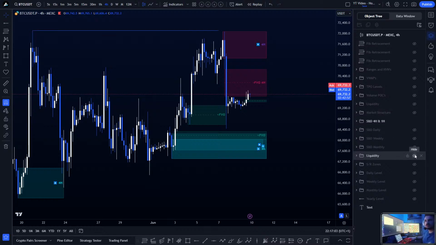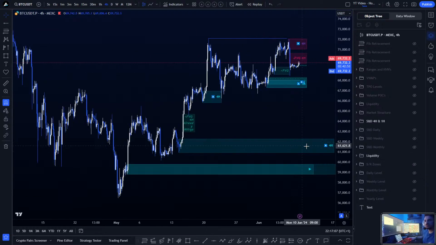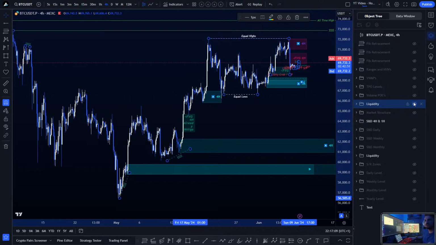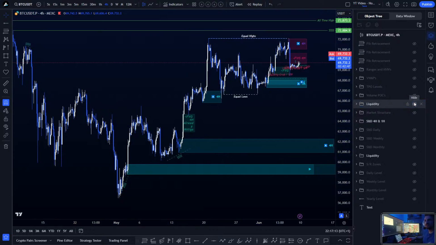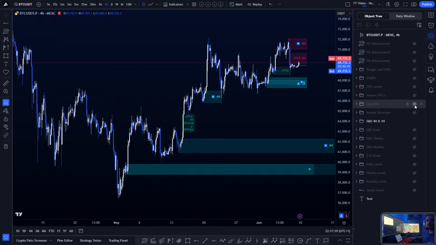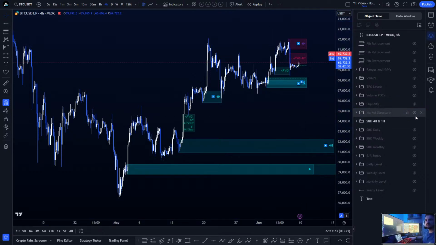Did I delete those lines? Oh wait, I did 2 boxes. What does this guy have? Okay, it's just that blue line. Okay. I wanted to hide it.